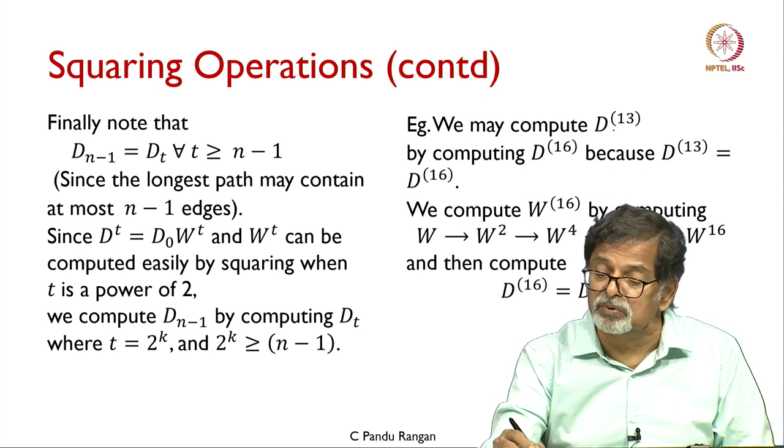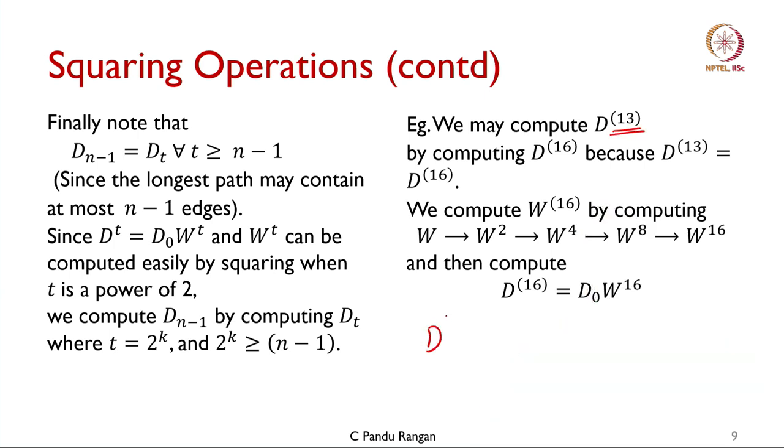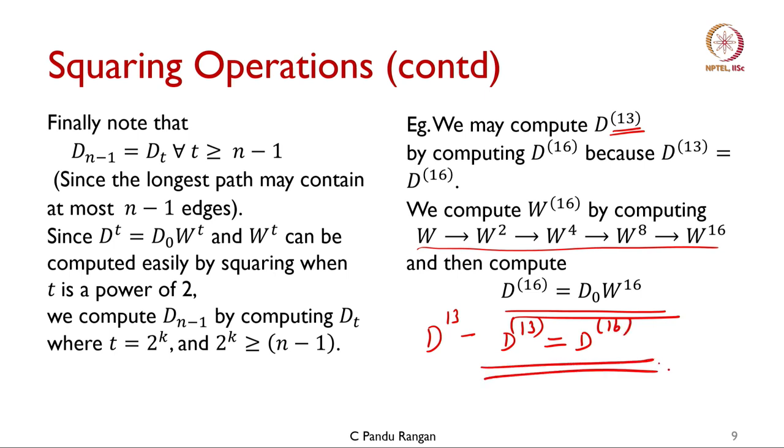For example, if you want to compute D to the power 13, we are interested in computing W to the power 13, but I am not going to compute W to the power 13. I will compute W to the power 16 in 4 steps. But D to the power 16 is the same as D to the power 13, right? Therefore, I am going to compute D to the power 16 like this, and since we have this equation, we are able to get it done using log n multiplications.